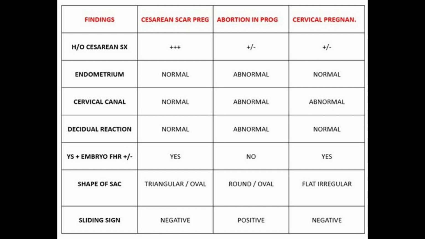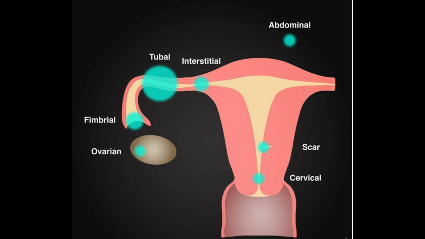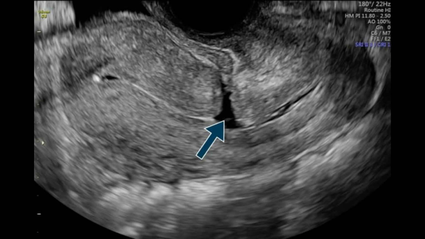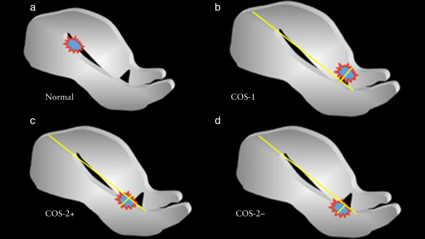Endometrium will be normal in all except abortion in progress. Cervical canal is again normal in Caesarean scar pregnancy but not in others. Decidual reaction will be abnormal in abortion in progress. Embryo and yolk sac cannot be seen in abortion in progress. Shape of sac has been given, and the sliding sign is already discussed. But the difficulty happens when all of them come with lower abdominal pain or bleeding PV or sometimes spotting, and if all of them have a history of previous cesarean section, that's again very common, which might also have isthmocele too. So it's a very difficult situation.